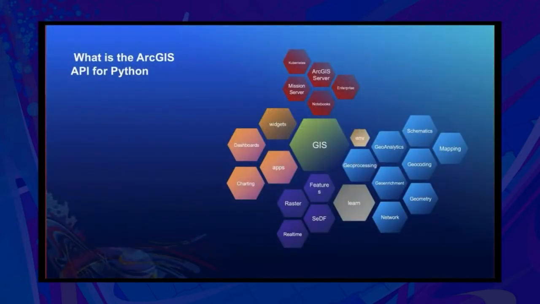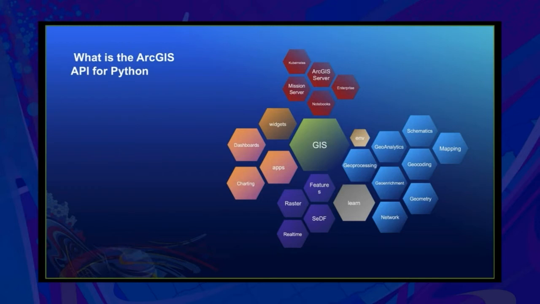We're going to talk about what the ArcGIS API for Python is. The ArcGIS API for Python is a collection of modules that follow the PEP8 pattern. It all starts with your GIS object that's going to allow you to connect to your enterprise or ArcGIS Online. The GIS is going to give you capabilities to work with analysis. It's also going to allow you to work with specific apps such as dashboards and widgets. And then it allows you to work with specific products such as ArcGIS Server, Mission Server, Notebooks, and Enterprise.